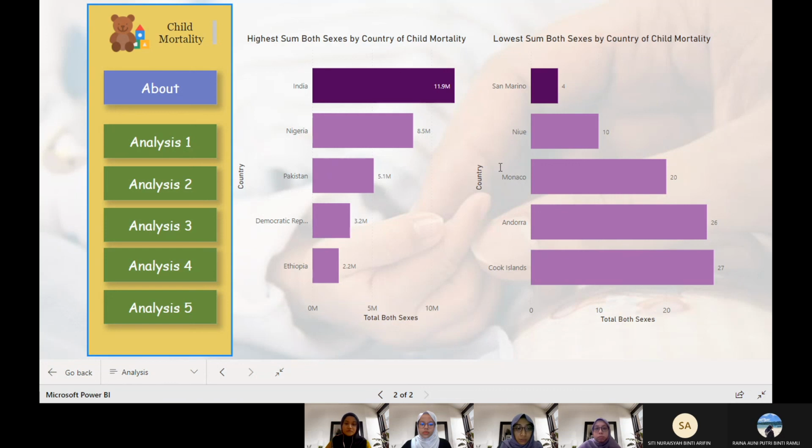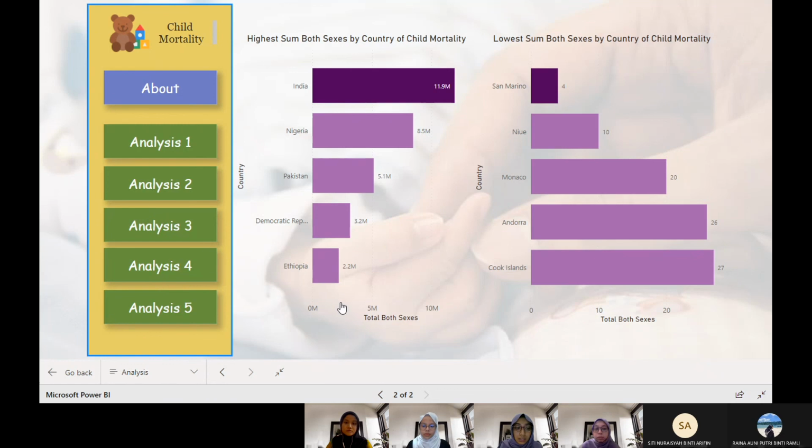India was top on the chart with a sum of 11.9 million, followed by Nigeria and Pakistan, which are located in Southern Asia and West Africa, while the lowest on the chart was San Marino with only 4. The lowest countries on the chart were mostly identified as isolated and have a low number of locals.